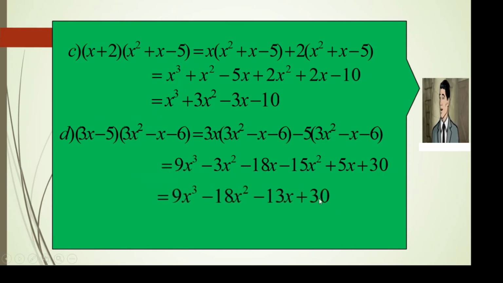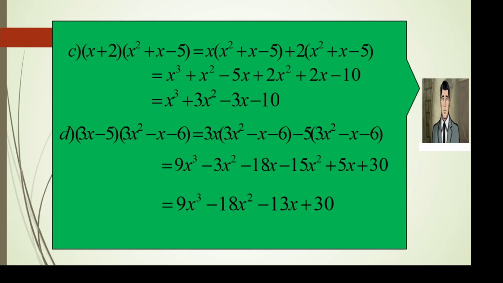Then combine the like terms, copy 9x cubed. Then combine negative 3x squared and negative 15x squared by the law of sign. We add the two because it has common sign, negative and also negative. So that is 3x squared and 15x squared, it becomes 18x squared. Then copy the common sign, and that is negative.